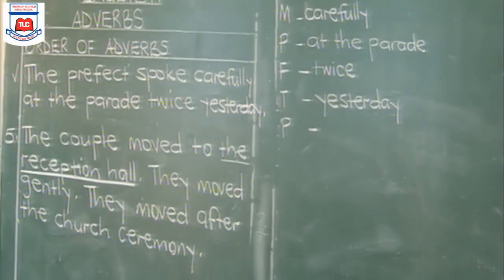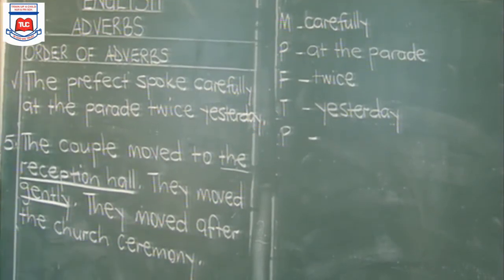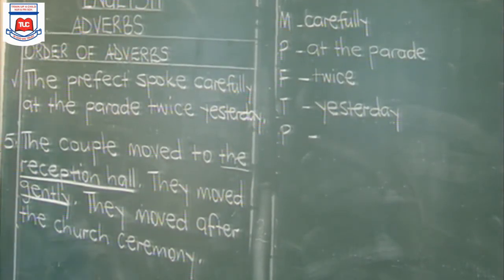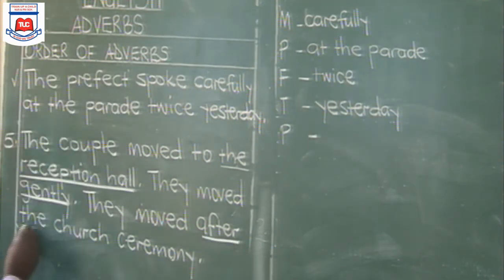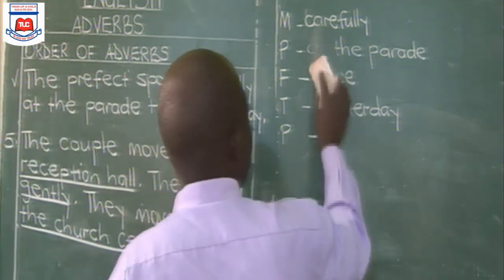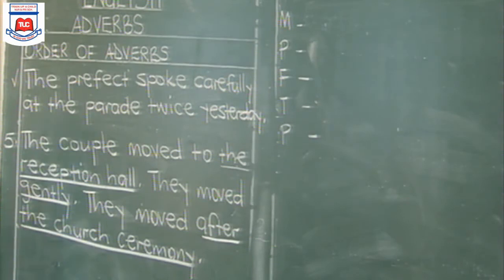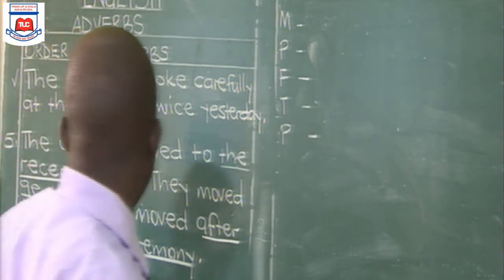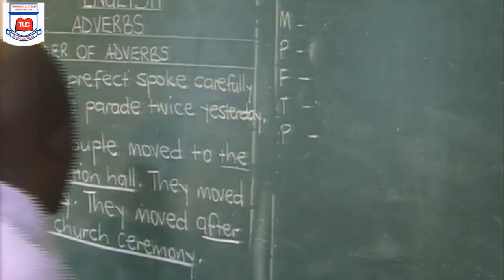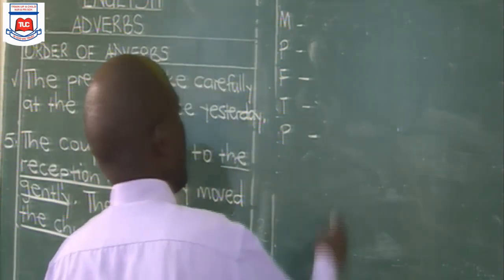Which type of adverb is that? You must identify. How did they move? Gently. Yes, they moved gently. When did they move? After the church ceremony. So if you hear me asking those questions, how did they move? Just know that is manner. When did they move? Just know that is time. And where did they move? Just know that is place. So the reception hall becomes our place.